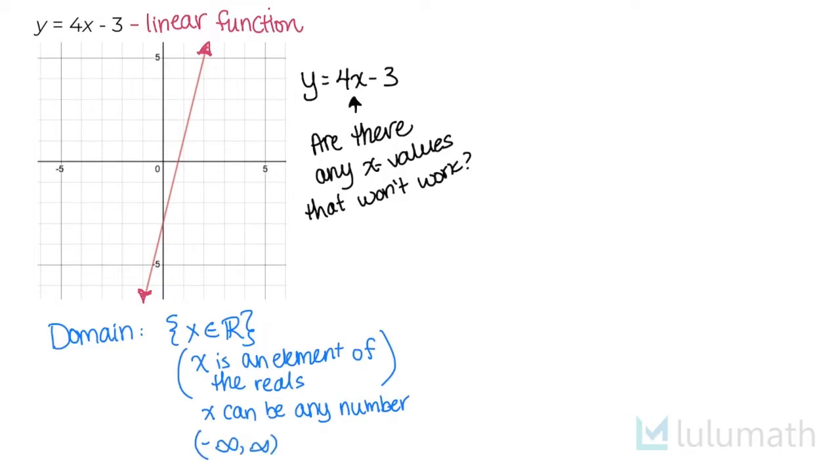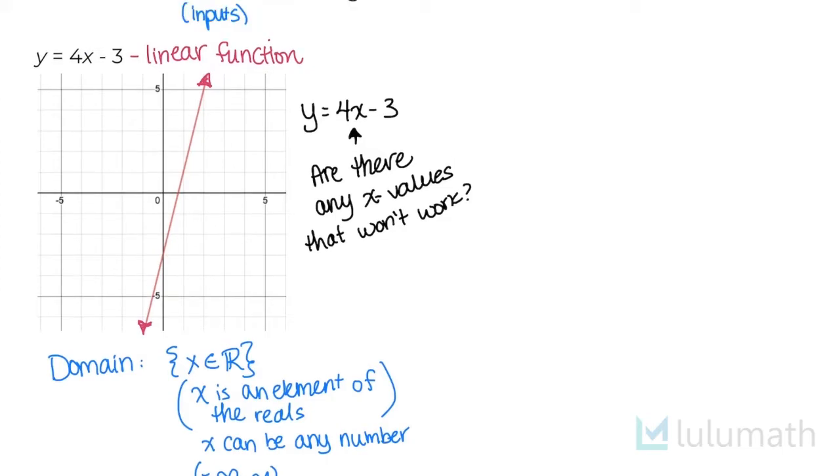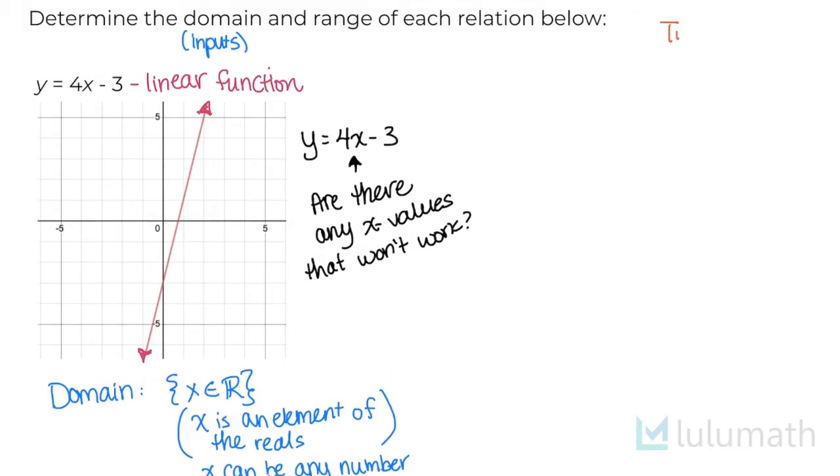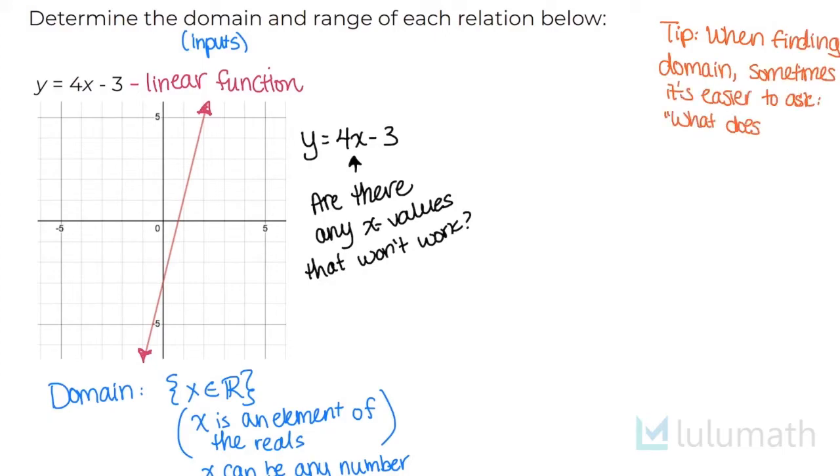And this right here is interval notation, which you can find a video on at Lulumath.com, as well as the Lulumath YouTube channel if you want a better understanding of how to do interval notation. But essentially what this is saying is every x value from -infinity to +infinity works. Now, sometimes when we're finding domain, it's easier to ask yourself, what doesn't work? And the answer to that question in our linear function is nothing. Every single x value will work.